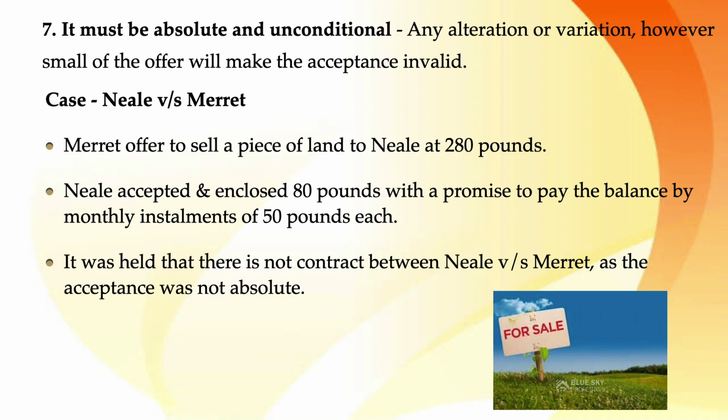Not absolute means however Meerit offered for the 280 pounds, did he accept it on the same terms? No. He simply said he accepted, but then he added his own conditions or alterations to the offer. He enclosed 80 pounds and promised to pay the remaining in monthly installments of 50 pounds, which was not given in the original offer. So, altering the offer or making certain changes in the original offer and then giving his acceptance, in the eyes of law is termed invalid acceptance. Is that clear? This is the case of Neale versus Meerit.